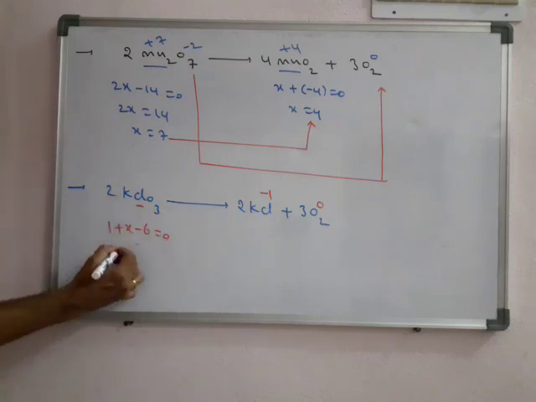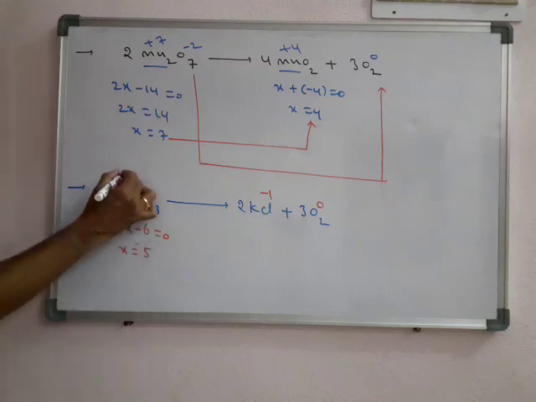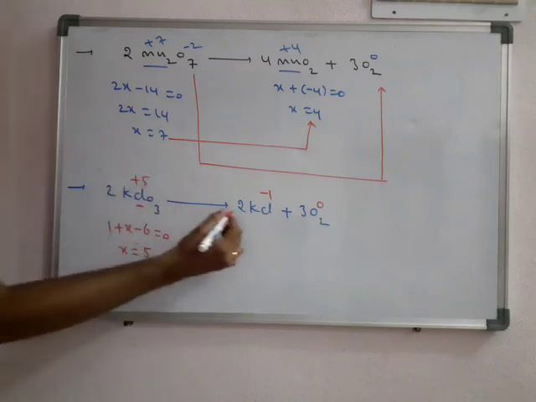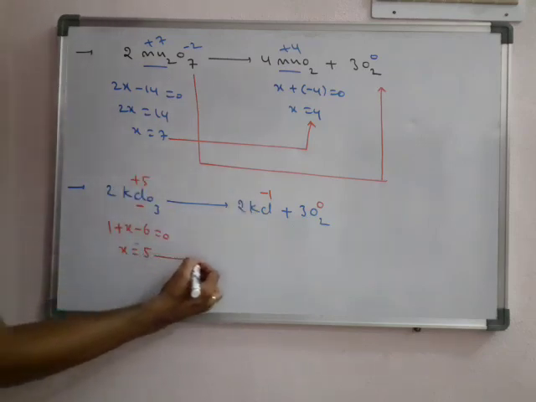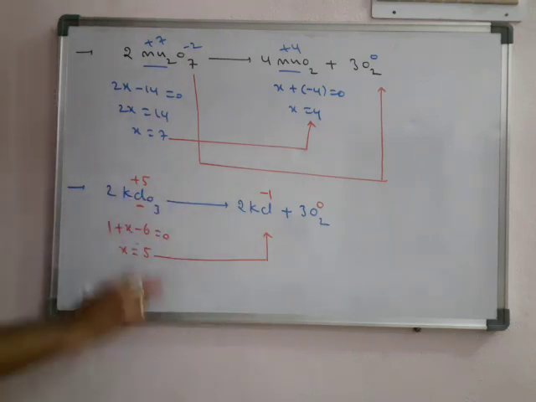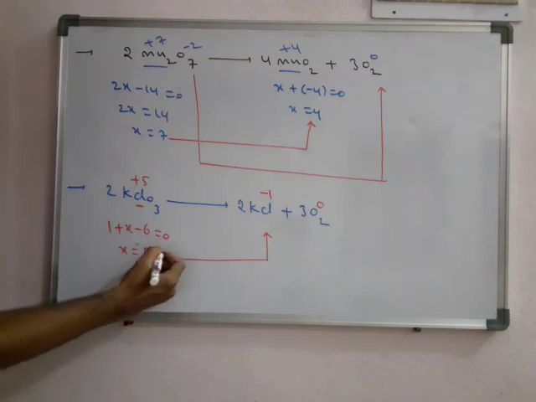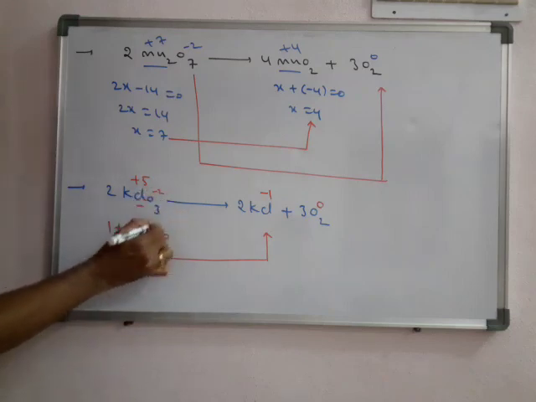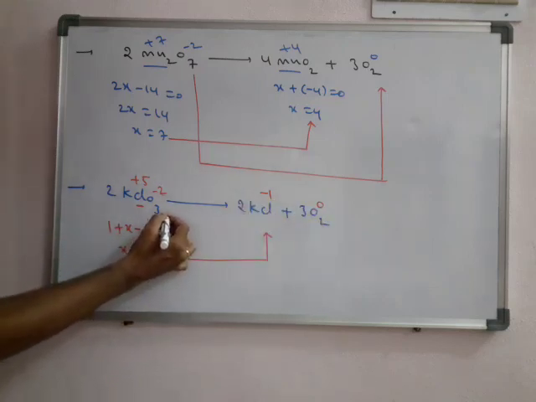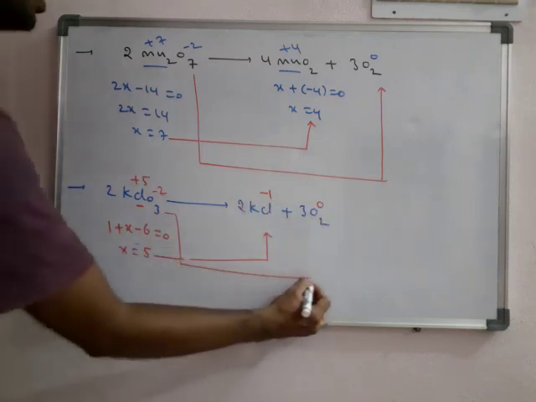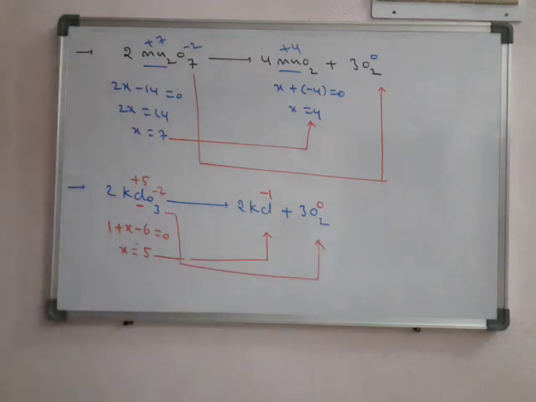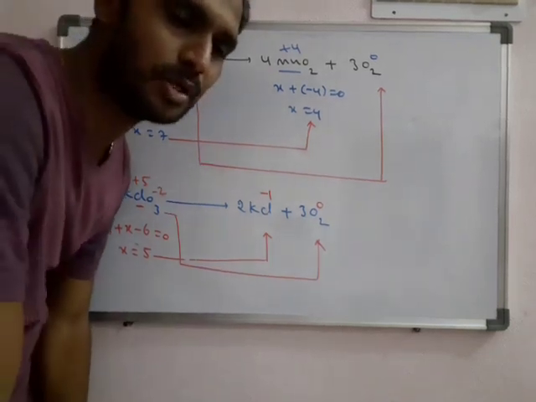Oxygen is minus 2, right. X equals 5. So potassium plus 1, there is no need to consider it. So plus 5 to minus 1, it is reduction. Chlorine is reduced from plus 5 to minus 1. What about oxygen? So oxygen is already minus 2. So minus 2 becomes 0, which means it is oxidized. So write the oxidation and reduction steps. Okay. So these are called intramolecular redox reactions.